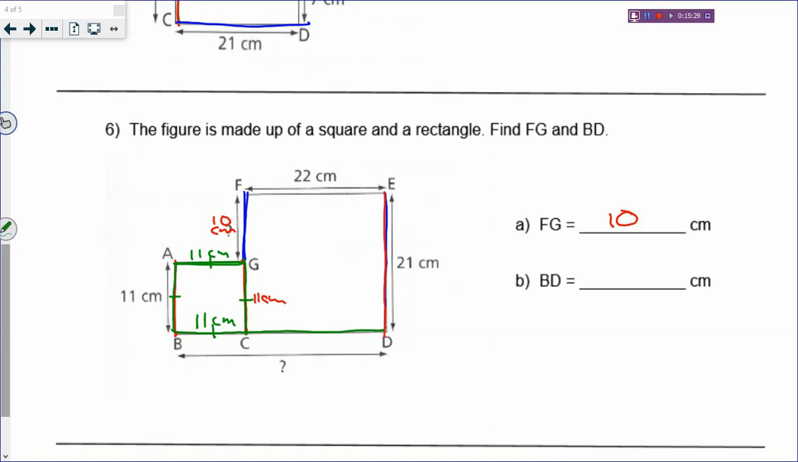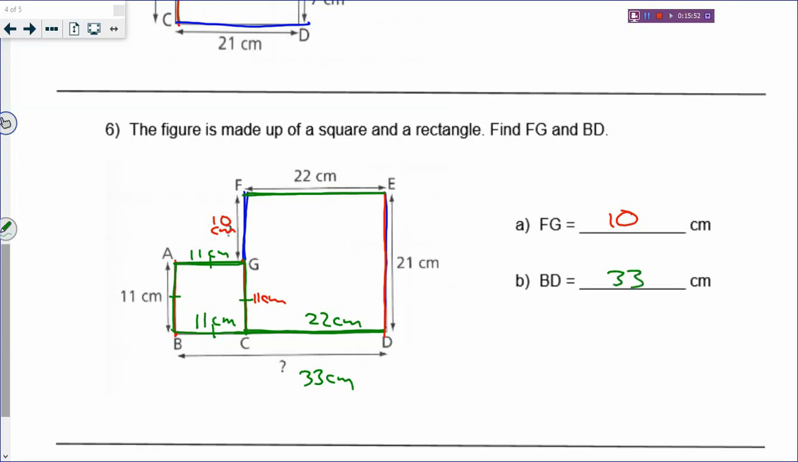Then how about your CD? There's no number on CD, but you look opposite. Can you see the opposite side here, which is 22 cm? So your CD is also 22 cm. And then you add them together, and you get 33 cm. So your BD is 33.